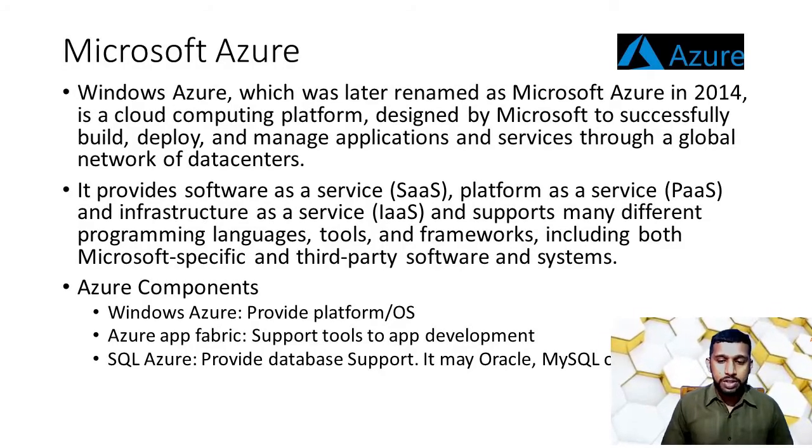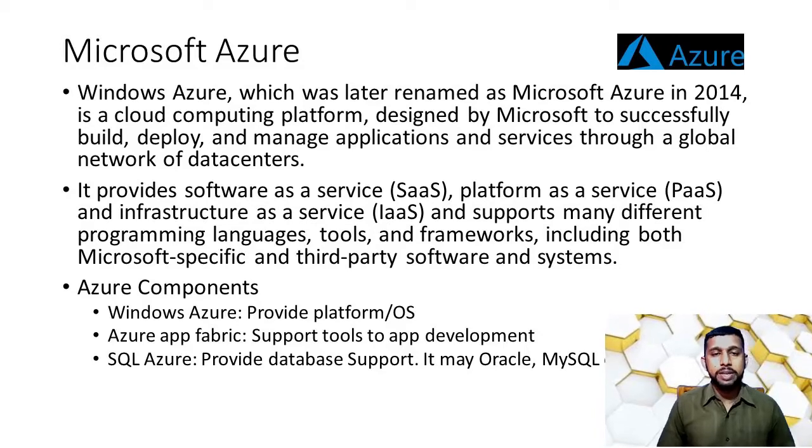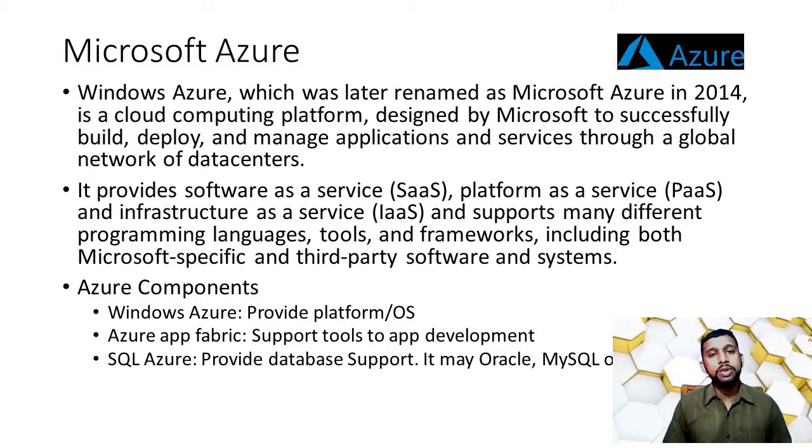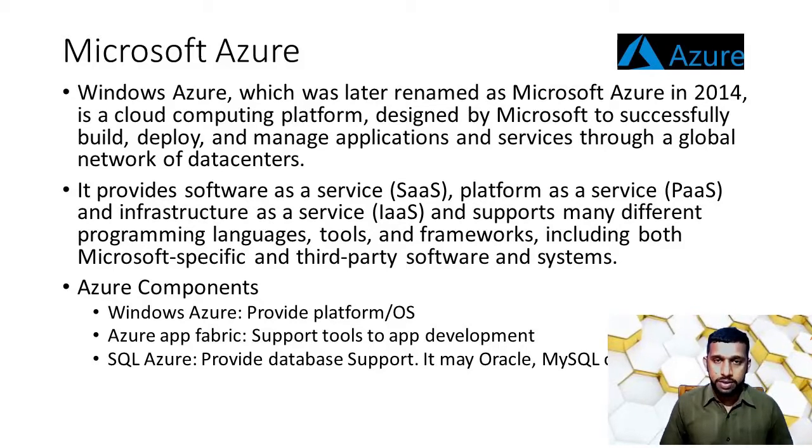Microsoft Azure actually started as a beta in 2008. The first public version was available in 2010. At that time it was named Windows Azure. After that it was renamed in 2014 as Microsoft Azure. It provides all of the services, such as infrastructure as a service, platform as a service, and software as a service solutions. The first component of Microsoft Azure is its operating system.